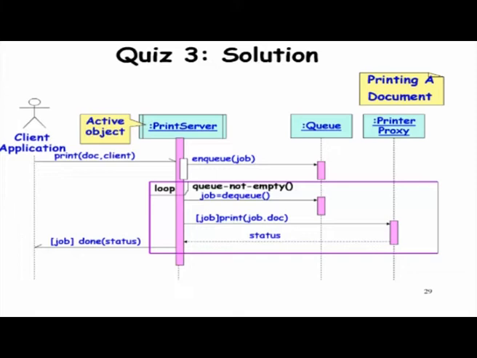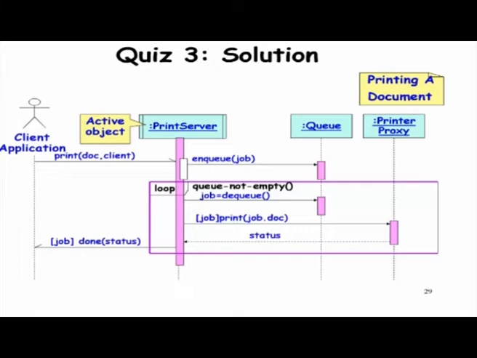Normally to an active object, you just send the request and the client application does not wait for it. It continues with its other activities, and the print server takes the request and sometime it might process it and report the done status after it is done. But the client does not wait for this. That is the indication by this half arrow. So, once the print server gets the job, it calls enqueue job on the queue.